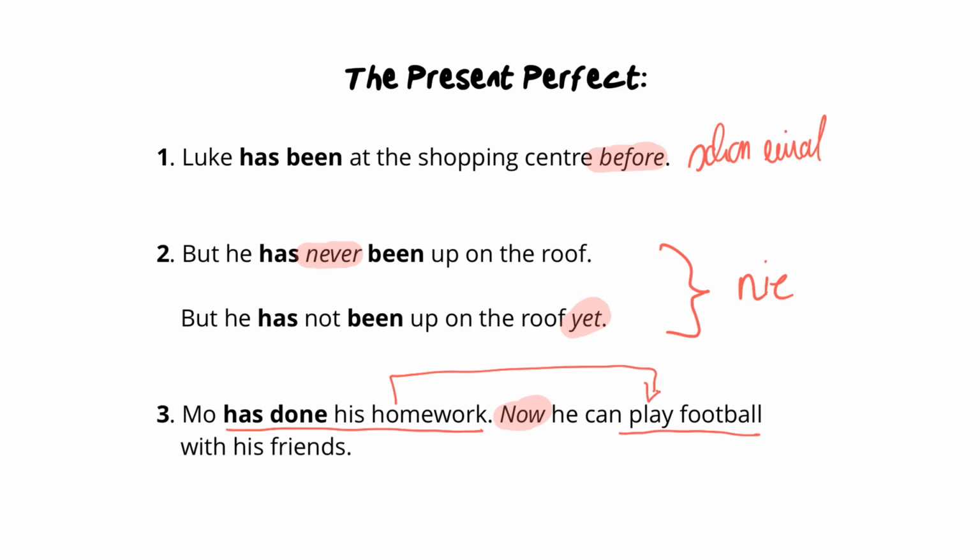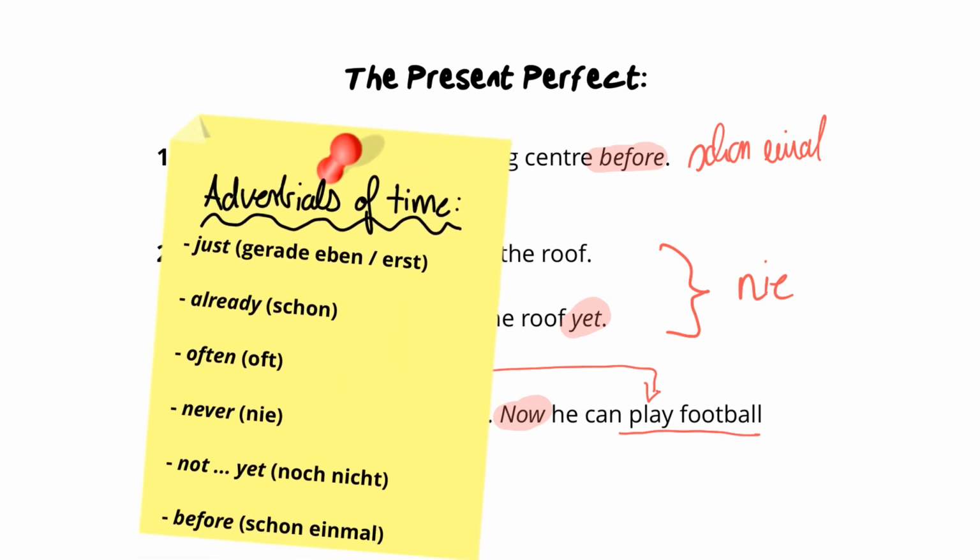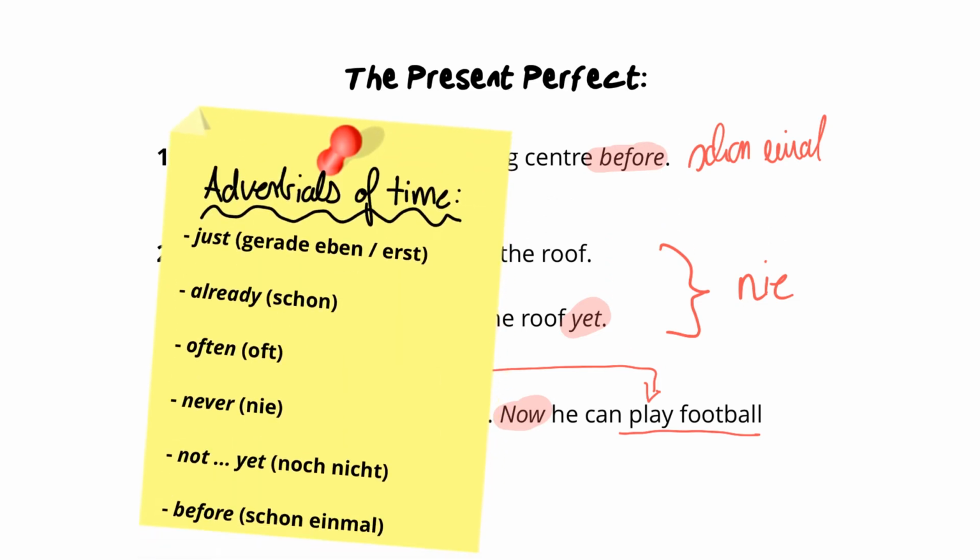In general, the present perfect appears with adverbials of time as just, gerade eben, gerade erst, already, schon, often, oft, never, nie, not yet, noch nicht, and before. Schon einmal.